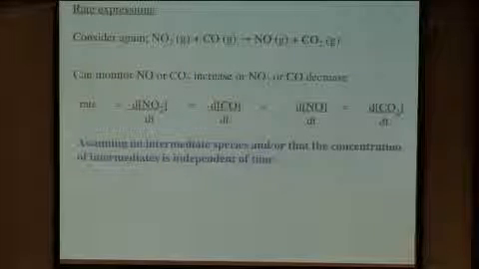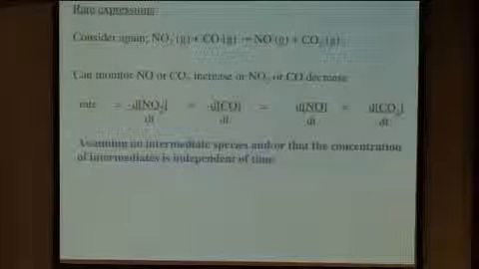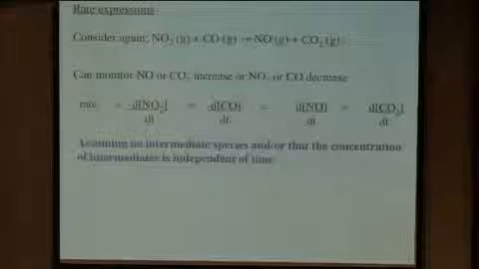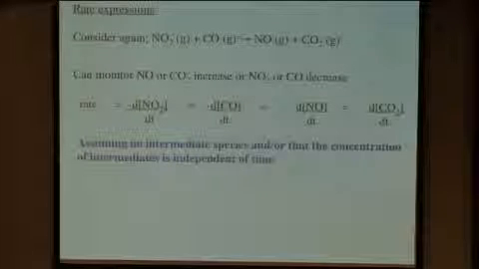So if there was some other really complicated thing going on here, then those rates may not be equal. We might have something else in the mechanism that would cause one thing to disappear a lot faster than something else is being formed. But these should all be equal if you assume no intermediate species or make assumptions about those intermediate species.